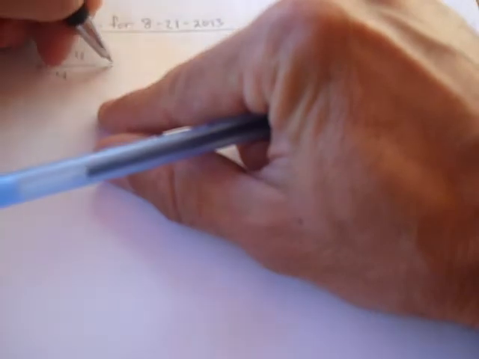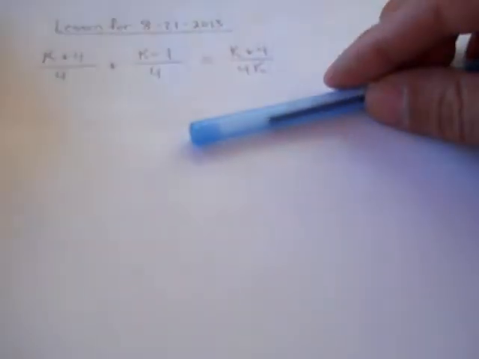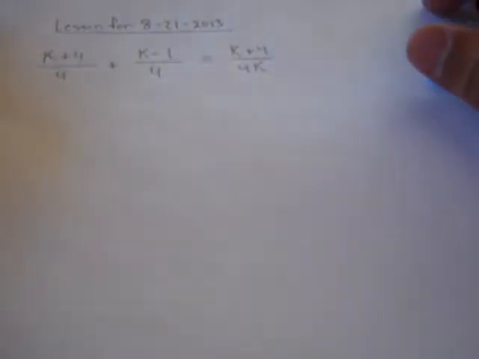(K plus 4) divided by 4 plus (K minus 1) divided by 4 all equal to (K plus 4) divided by 4K. Okay, so here we have our rational equation, and what we're going to do is solve for K. So I have fractions, and I'm going to use an inverse operation.